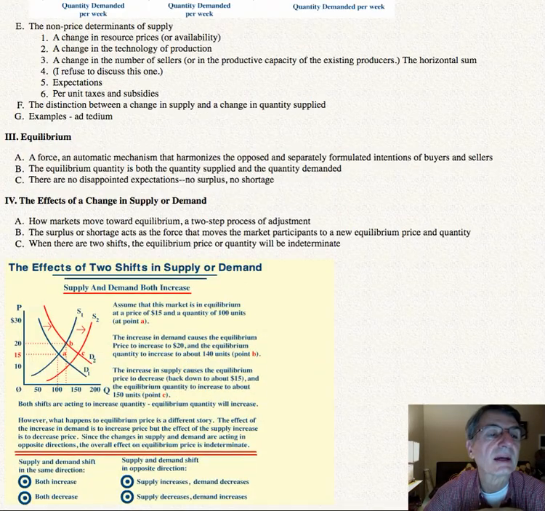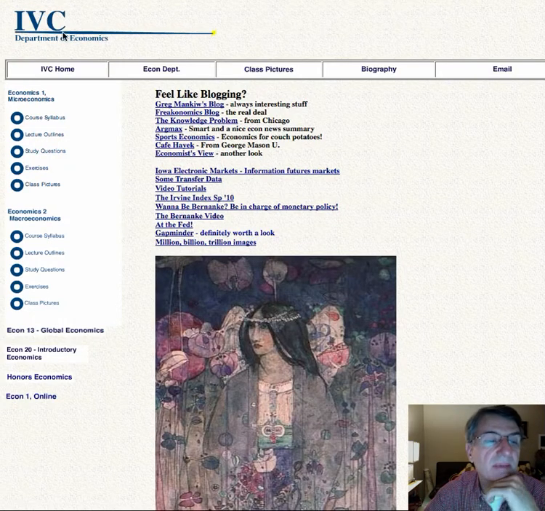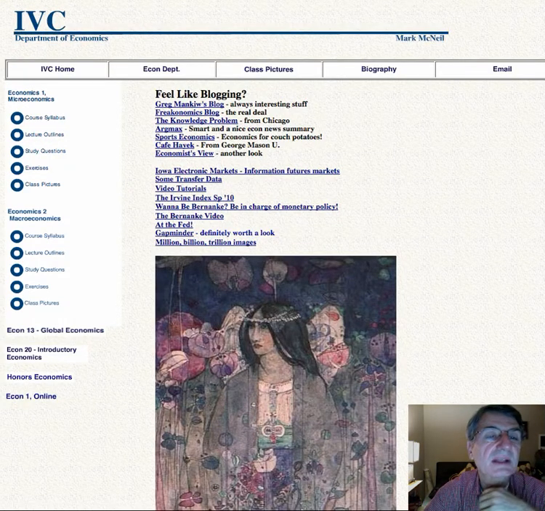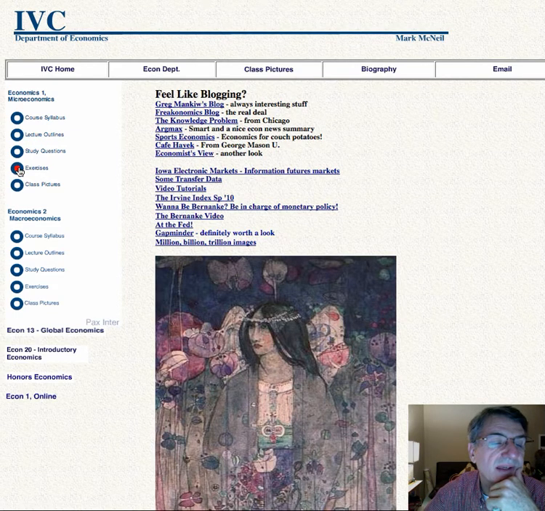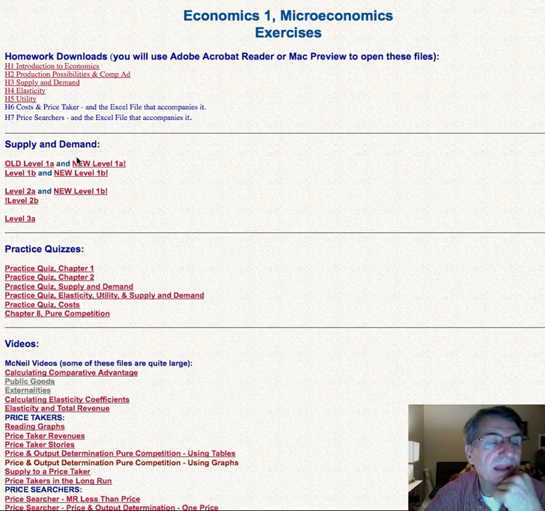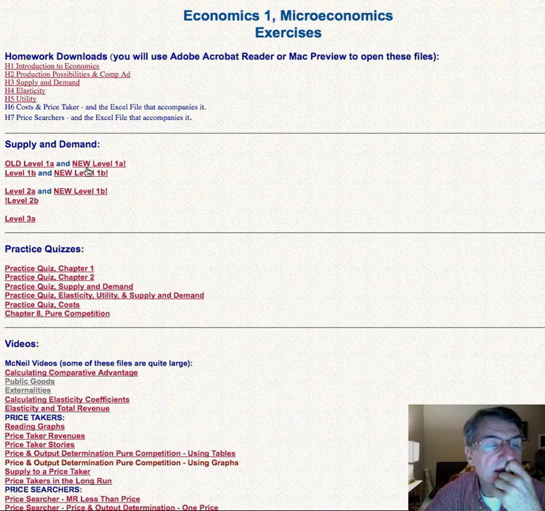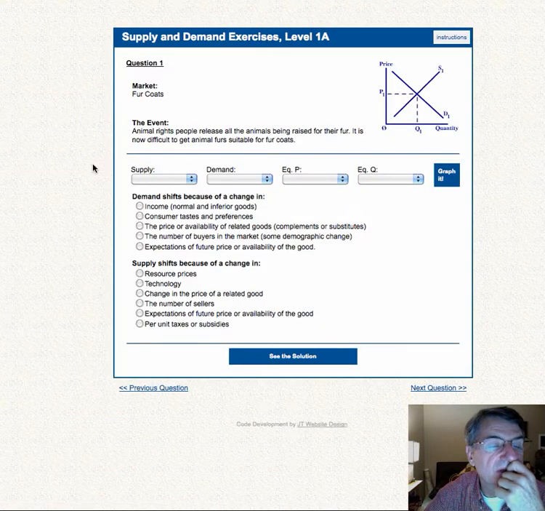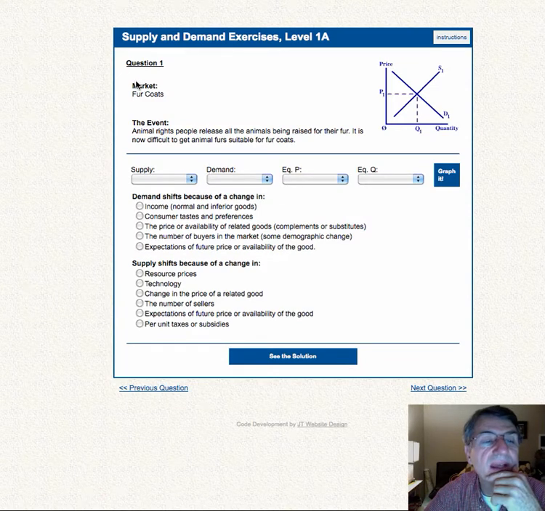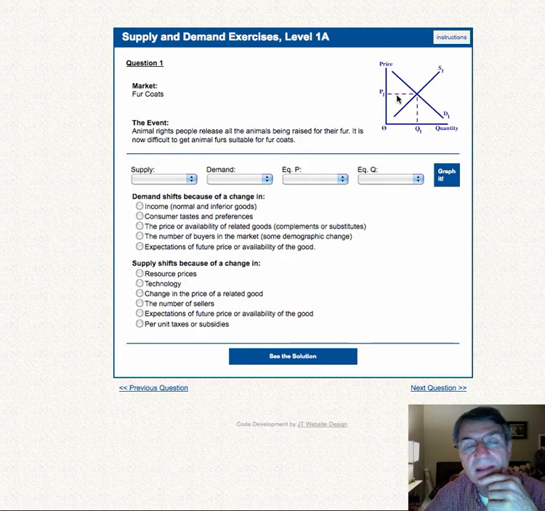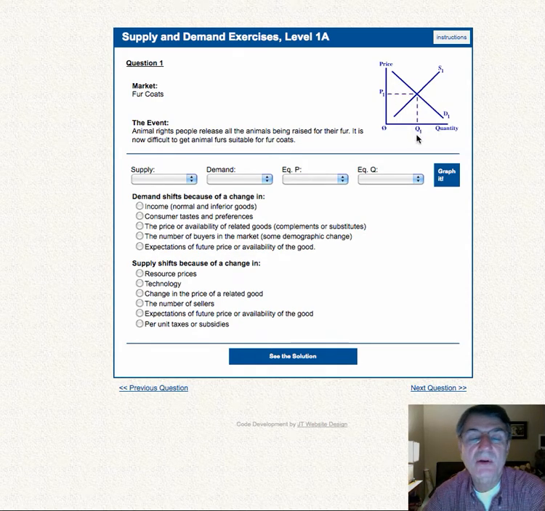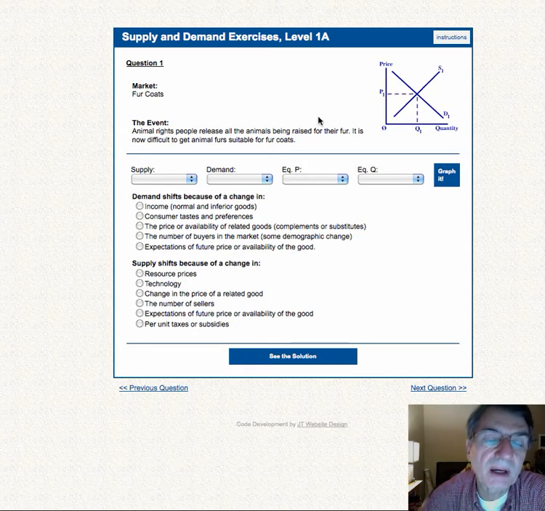Now for the exercises for supply and demand. If you go to this page, faculty.ivc.edu/mmcneil, and then you go to exercises, you will see supply and demand right here. These are exercises that you can do. And I have 2 for level 1. So there's a market. It's fur coats. It's assumed to be in equilibrium. That's the price of a fur coat. That's how much quantity is traded in our market each week.